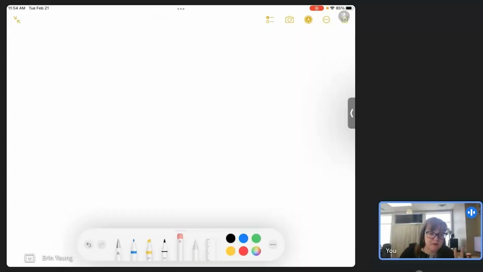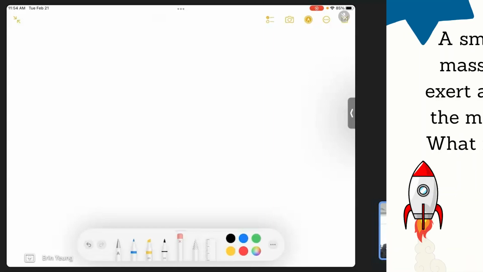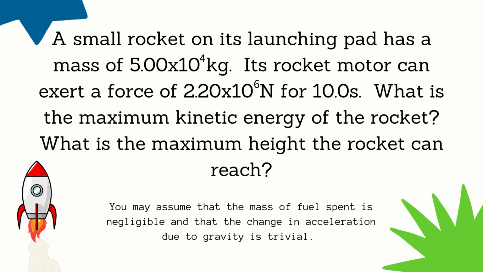Okay, ready for sample problem number 2? Here we're going to have to use a lot of our kinematics and dynamics information that we had from our Physics 20 course. A small rocket is on its launching pad and has a mass of 50,000 kilograms. Its rocket motor can exert a force of 2.2 times 10 to the 6 newtons for 10 seconds. What is the maximum kinetic energy of the rocket?